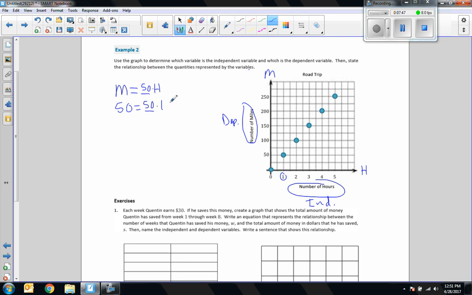Okay, so 1, it's 50. 2, it's 100. So check it. If I have m equals 50 times h, m equals 50 times 2, and my m, when h is 2, my m was 100, does 100 equal 50 times 2? And yes, it does. So my answer is m equals 50h. That is the relationship between the two.